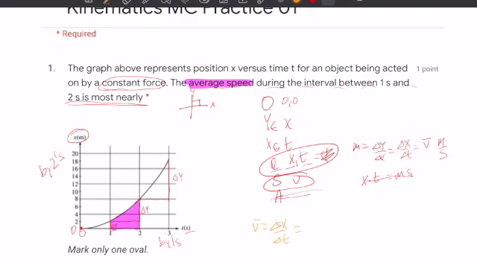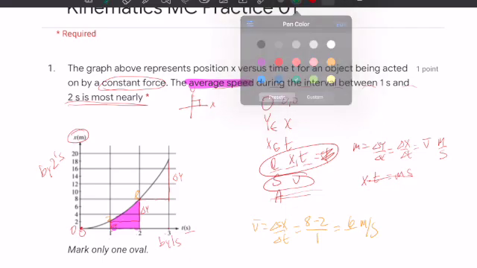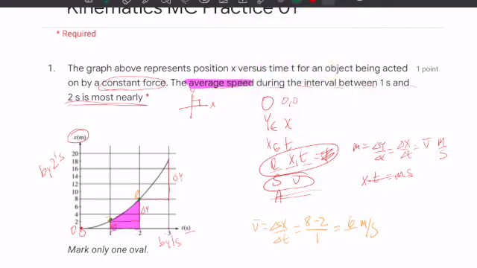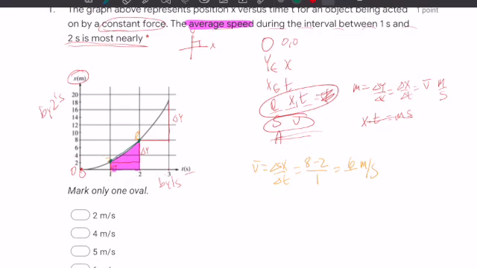So if we look at the displacement, we ended up at 8, and we were at 2 at the beginning, and it occurred over 1 second. So that looks like 6 meters per second. And it turns out that is also the slope if we connected those 2 points, delta y over delta x. So that's why we have an answer of 6.